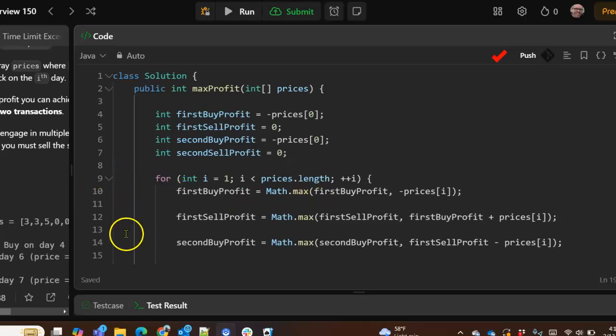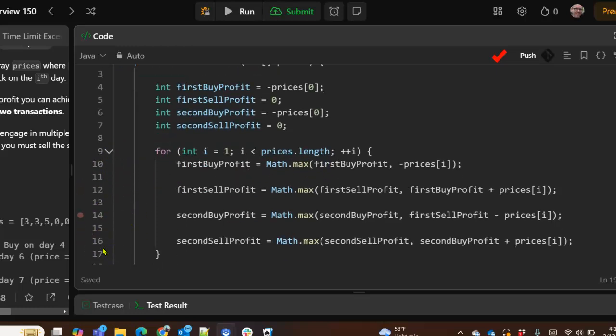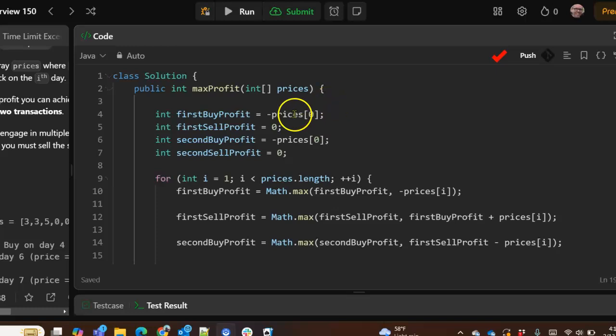All right, looks like I can scoot this over here so it doesn't wrap. All right, so here's the implementation. Here is our initialization for day 1. First buy, if we buy on the first day, then we are at negative whatever the price on the first day is. And that goes through to the second buy as well.